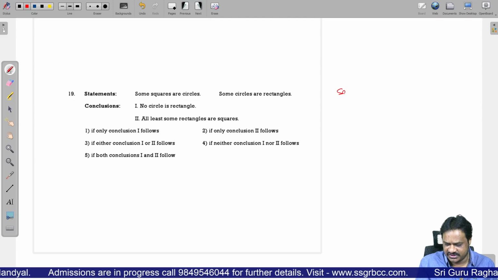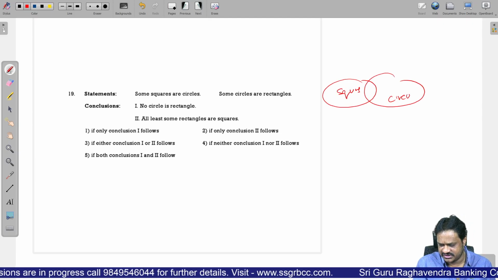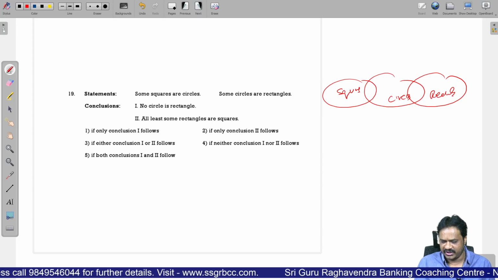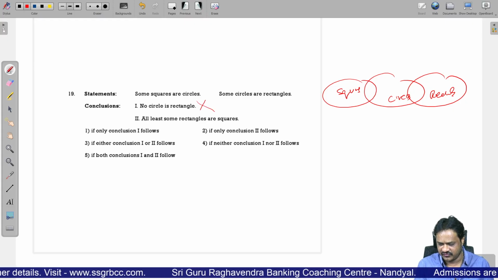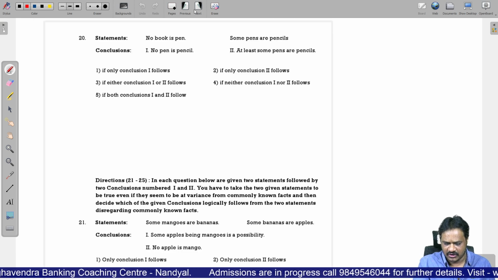Now 19th question. Some squares are circles. Some circles are rectangles. No circle is rectangle. When two "some" statements come, there is no chance of "no" coming. First one does not follow. At least some rectangles are squares. That also does not follow. Here it is given circle and rectangle, there it is rectangle and square. It is not a complementary pair also. Answer neither one, nor two.